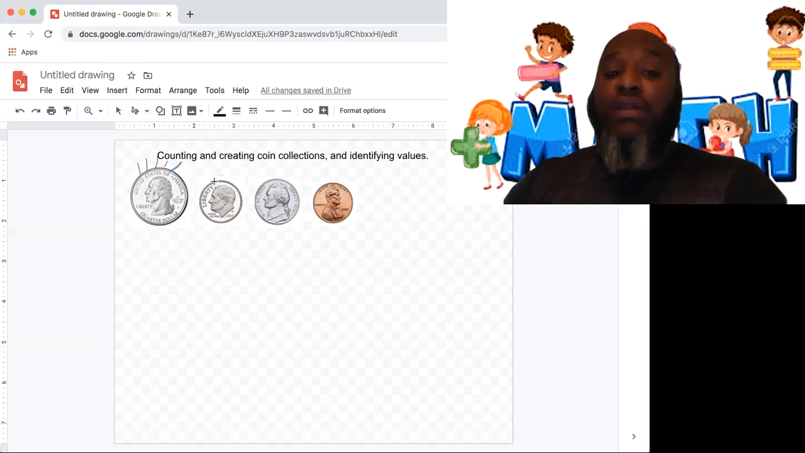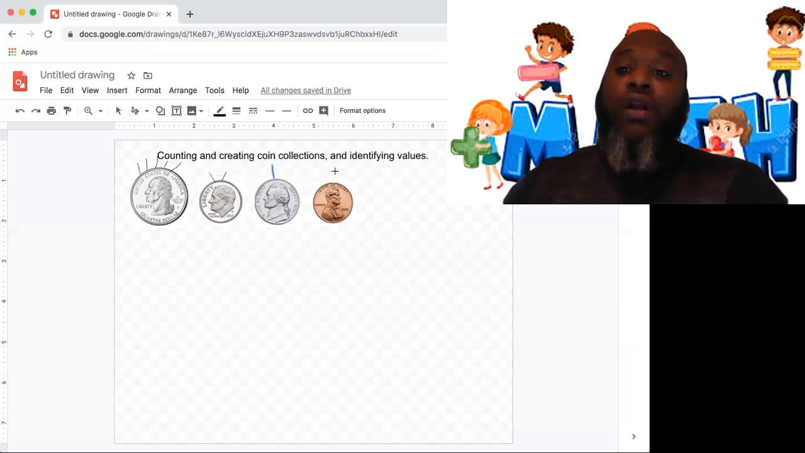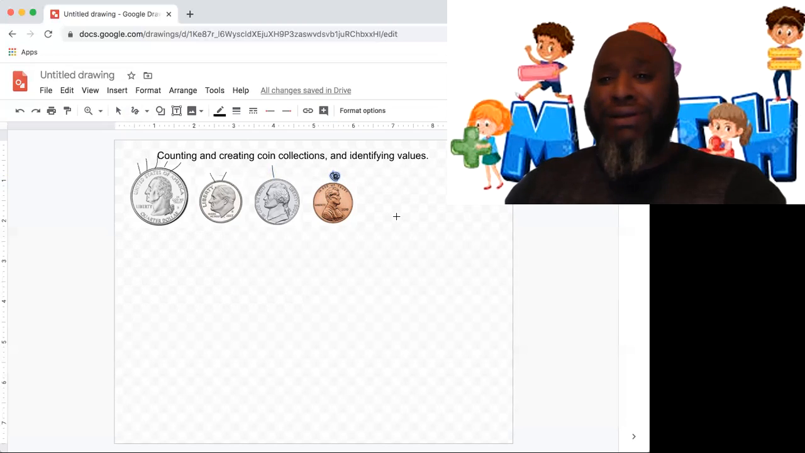A dime is worth 10, so I get 1, 2 hairs. That is 5, 10. And then the nickel is worth 5 cents, so it's just going to get 1 hair. Now that penny, because its value is far less than 5, we cannot use a hair. And we've discussed this in class. The penny gets a dot because it has no hair. It's bald. Like Mr. God.